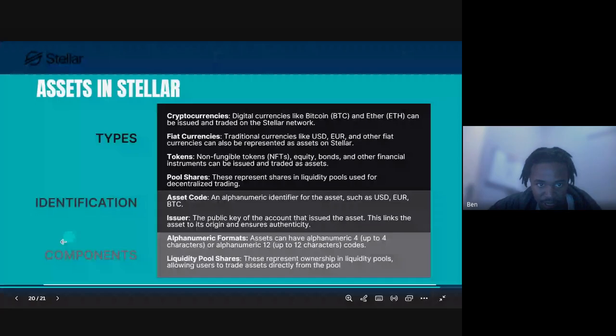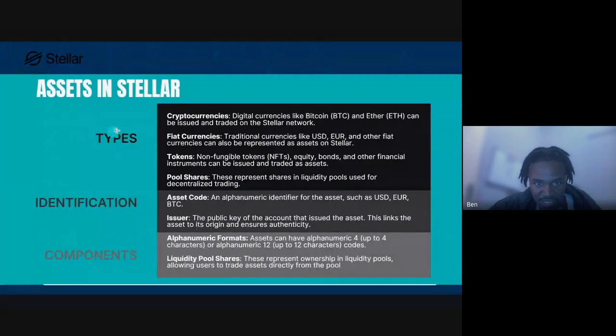So assets in Stellar, and there are types of assets, and we spoke about it. These are cryptocurrencies, digital currency like Bitcoin, and no, this is outside Stellar.